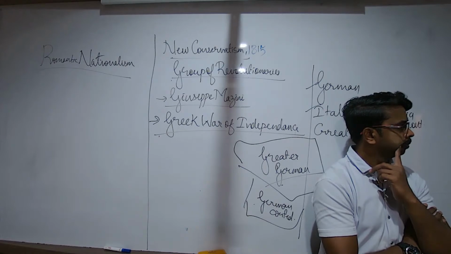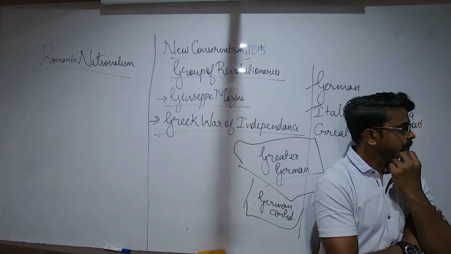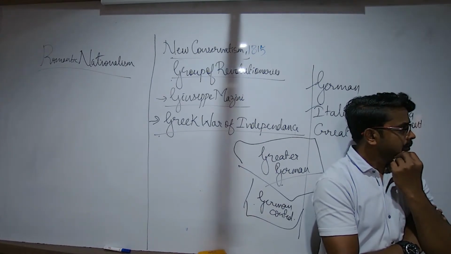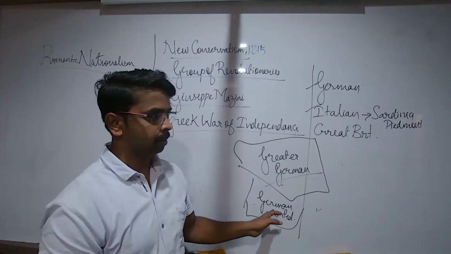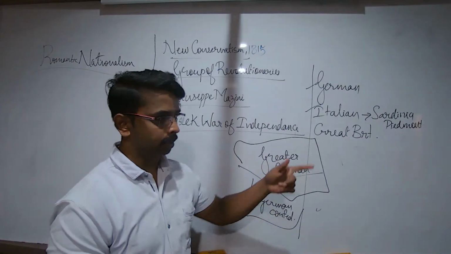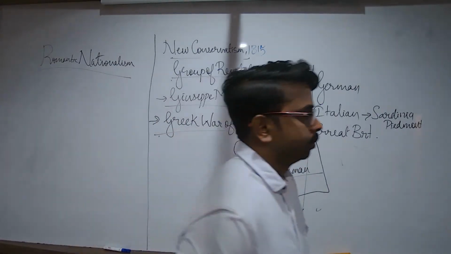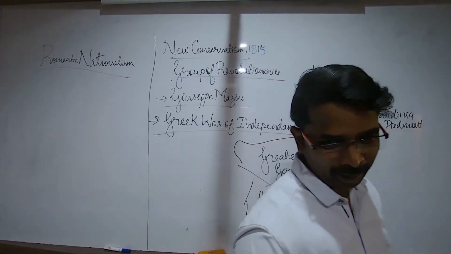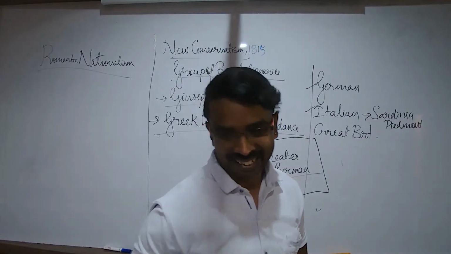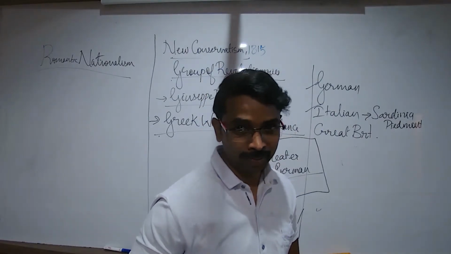The idea of a unified German state. There were two proposals for a unified German state: Kleindeutschland, which means small Germany, and Grossdeutschland, a greater Germany. Deutschland, that's what Germany is in the German language.